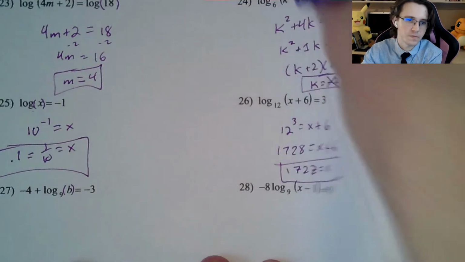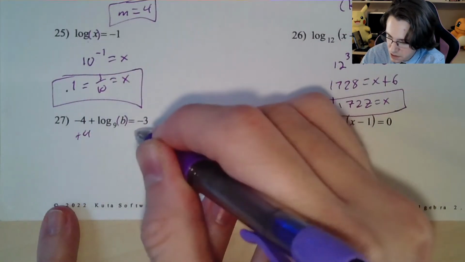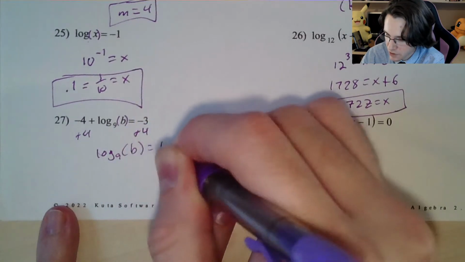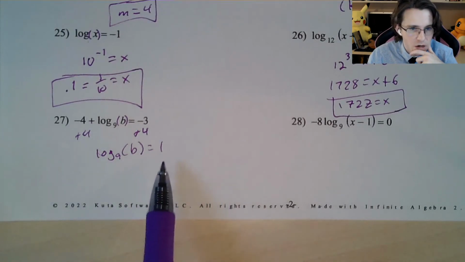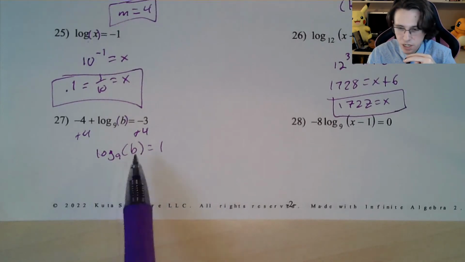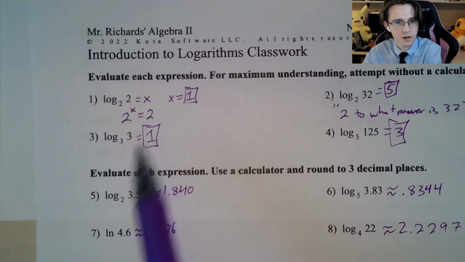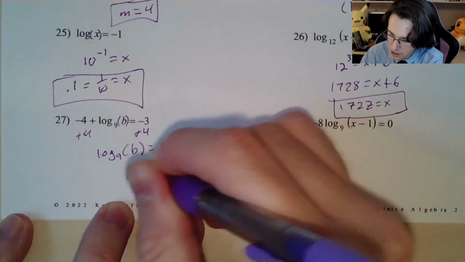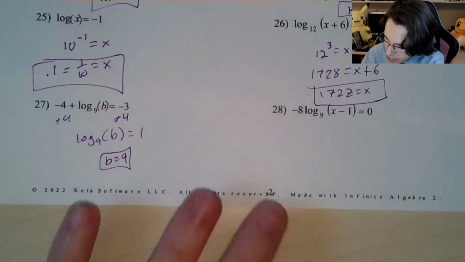And there we go. Number 27 is very similar. We're going to start by adding 4 on both sides. And now I'm going to try to really get that understanding here. We have a 1 here. If there's a 1 over here, these numbers are identical. Going back to the very first page, we had log base 2 of 2, we got a 1. Log base 3 of 3, we got a 1. So because this is a 1 right here, b is guaranteed to be 9. Done. Nice and easy.